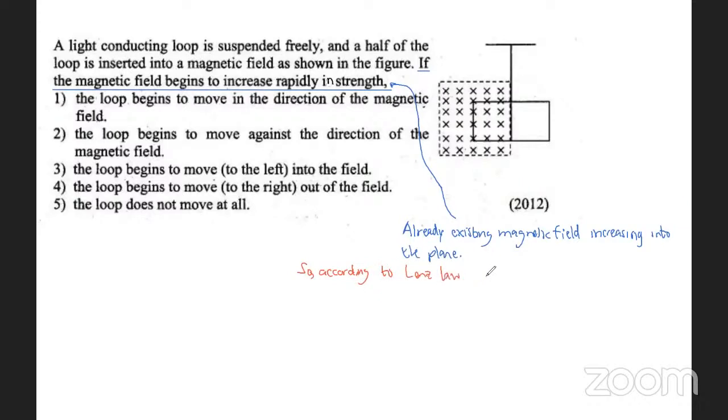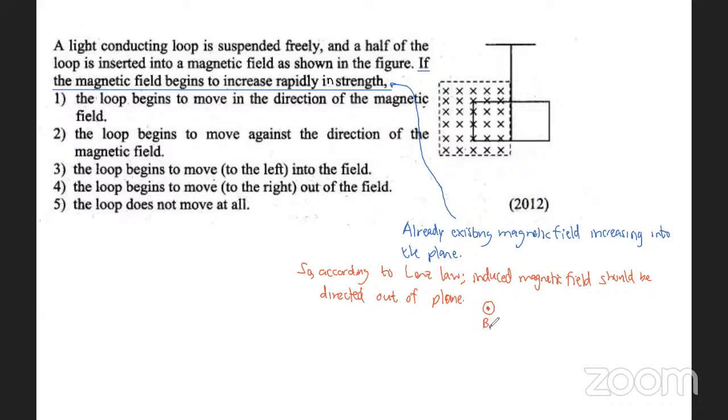I'll tell you, the induced magnetic field should oppose that. If it is increasing inward, the induced magnetic field should be directed out of the plane, because the induced magnetic field will always oppose the change of the already existing magnetic field. So I will mark it this way. The induced one is out of the plane, people, like this.